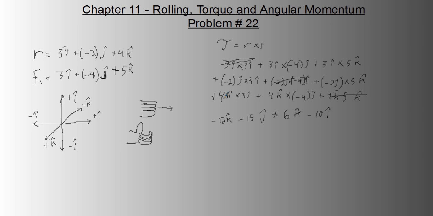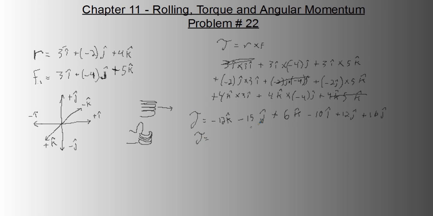4k, so your fingers point towards you, and then they curl towards the right, so that makes your thumb point up. So that's positive j, so 4 times 3 is plus 12j. And then fingers point towards you, positive k, curl down. That makes your thumb point to the right, so that's positive 16i. That's the torque.